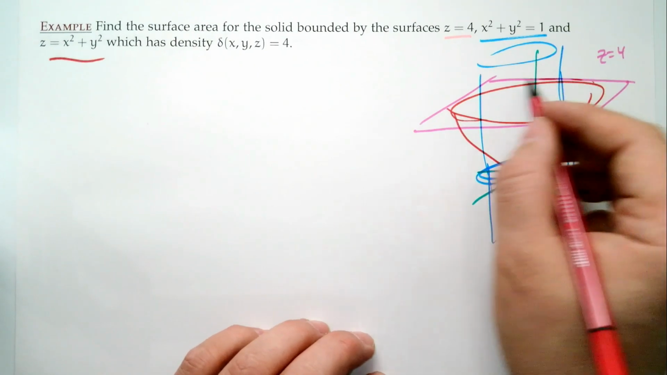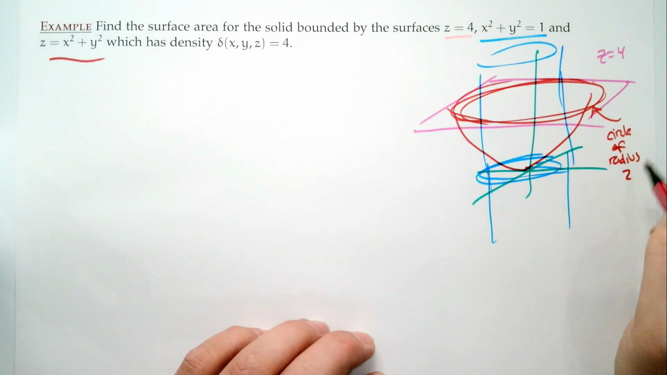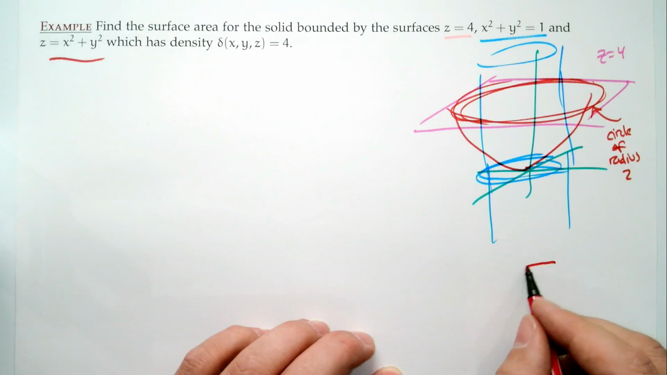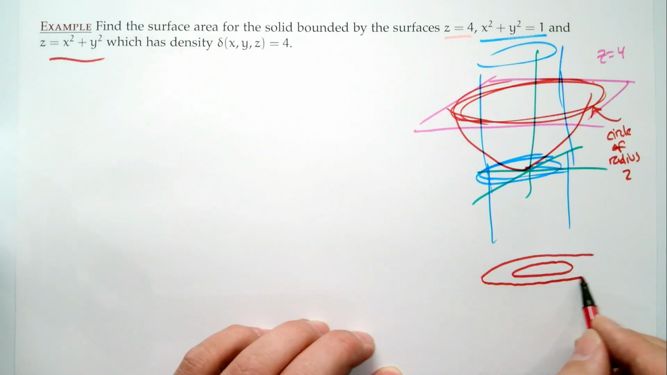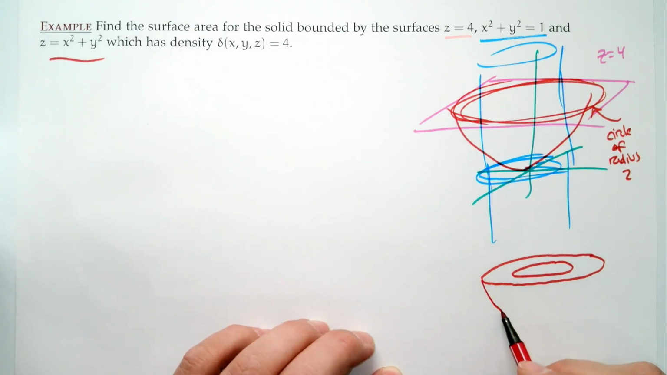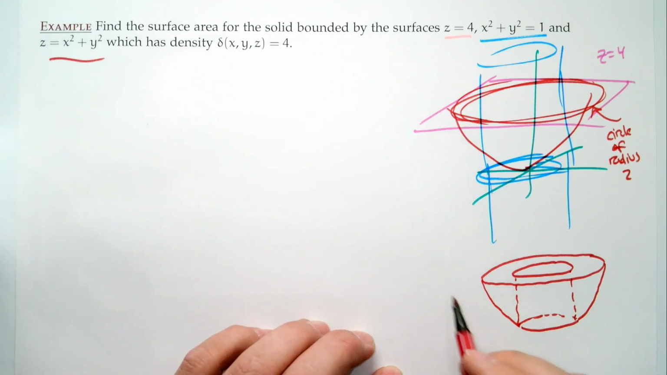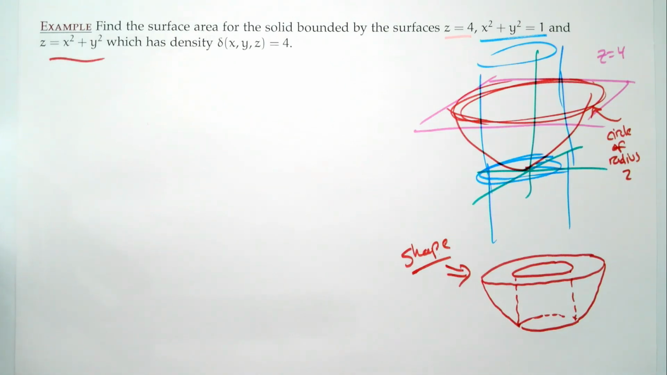But when I hit the surface z equals 4, the top of the bowl here will be a circle of radius 2, whereas the original cylinder is a circle of radius 1. So what's happening is I'm seeing the following. I have this cylinder, which is radius 1. I have the bowl, which is radius 2. The bowl comes down, but it's going to stop because it's going to hit the cylinder. So this is my shape, what it looks like. All right, so that's my shape.